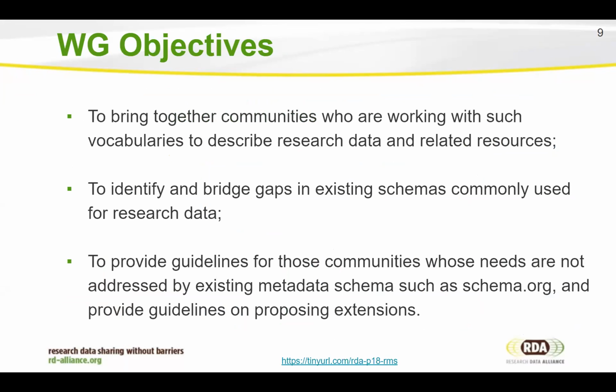These were our objectives when we started the group: to bring together communities working around vocabularies to describe research data. We focus mainly on data sets, but we also discuss a little bit of related resources. However, our main focus was always data sets. We wanted to identify the gaps regarding the schemas that were already commonly used to describe research data on the web. One of them will be discussed today, for instance, DataCite, but there are some others like DCAT, and we will be talking about schema.org later today.